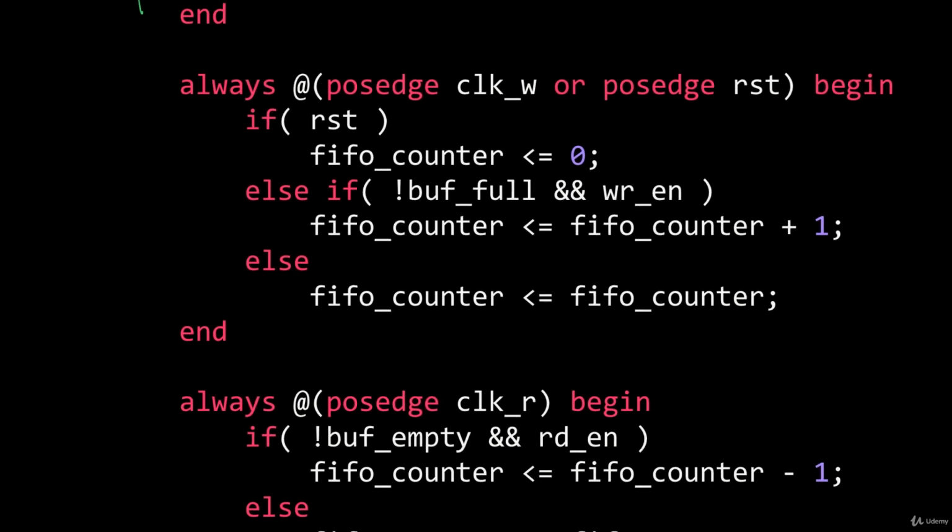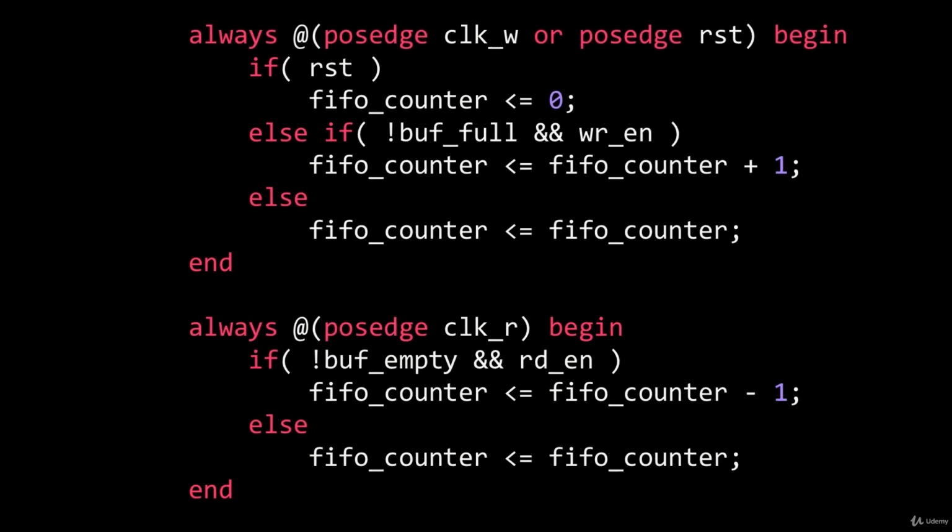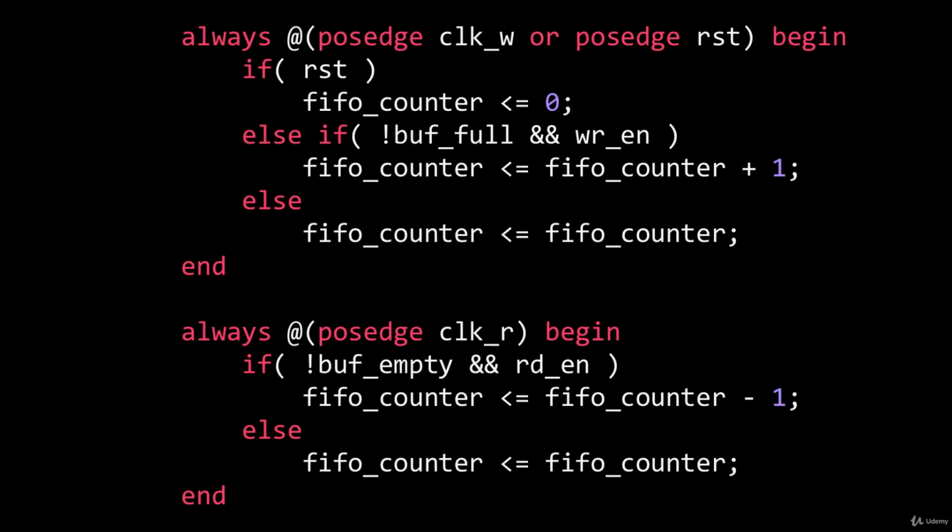We can't keep things in the same block. If you look at this, your FIFO counter is being updated in two different blocks. The one thing you have to remember is there cannot be any conflict. If this block and this block have the same condition occurring and the FIFO counter is getting two different values, then there will be a conflict. Just avoid that kind of coding, then you're fine.